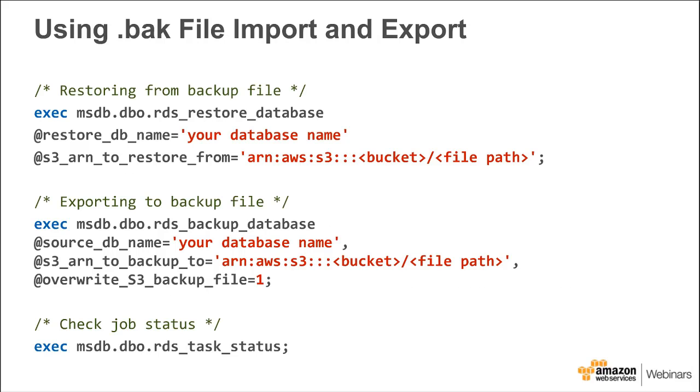To facilitate backup file import and export, we provide a few stored procedures to manage the lifecycle of the jobs. Up on the screen are examples on how to back up, restore, and track the status of the jobs. You can also cancel an ongoing job. You can programmatically trigger these backup or restore jobs, but you won't be able to leverage SQL Server Management Studio's graphical wizards to backup and restore, as they only work with the file system. So you'll have to use these stored procedures.